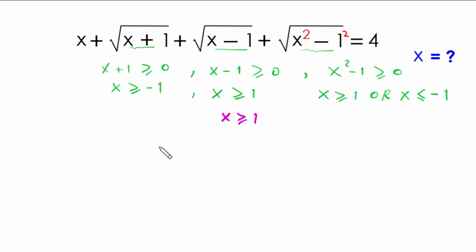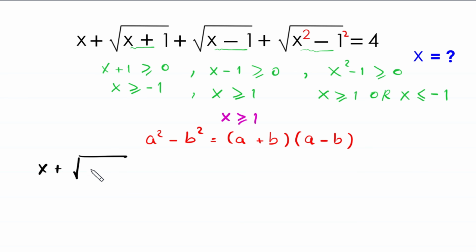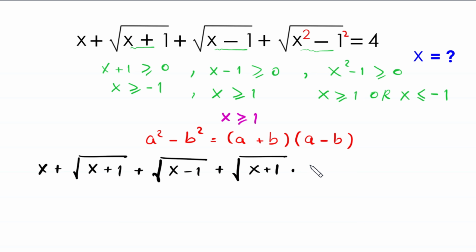So by using this algebraic identity, a squared minus b squared equal to a plus b times a minus b, we can rewrite this equation as x plus square root of x plus 1 plus square root of x minus 1 plus the square root of x plus 1 times the square root of x minus 1 equal to 4.